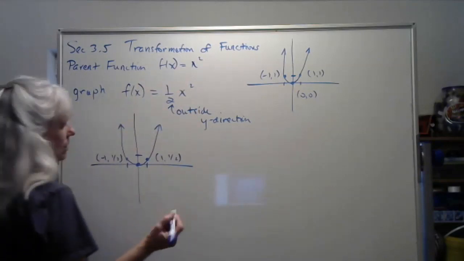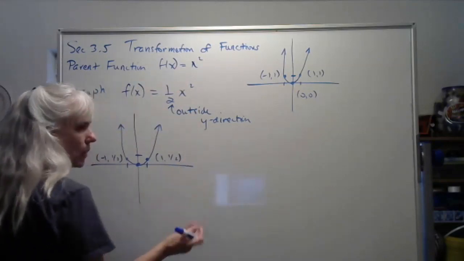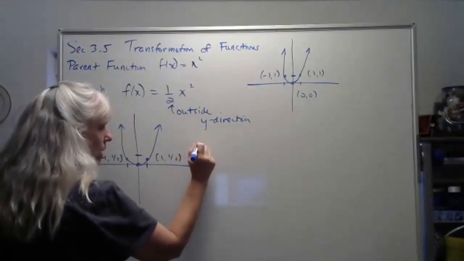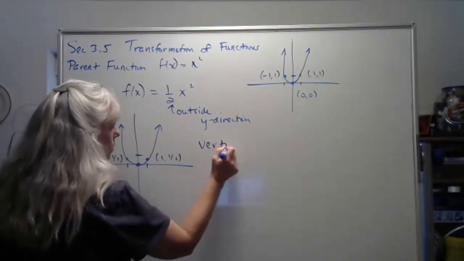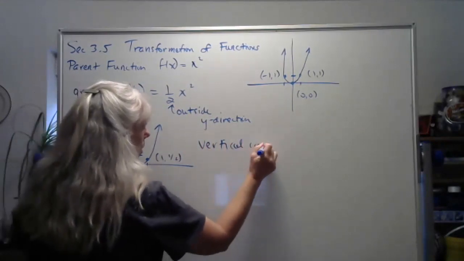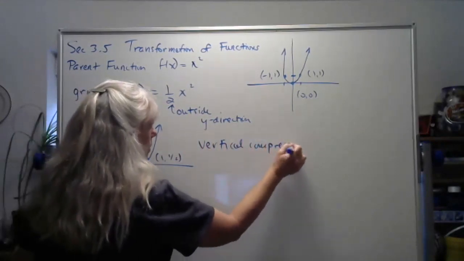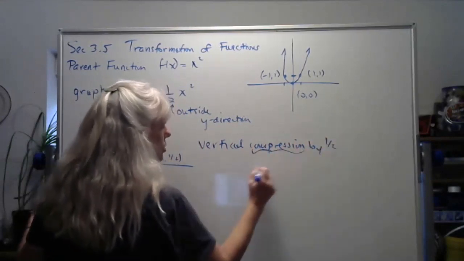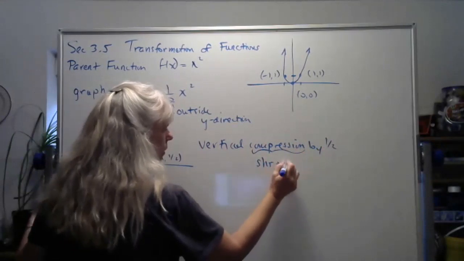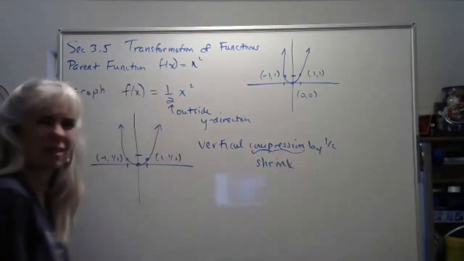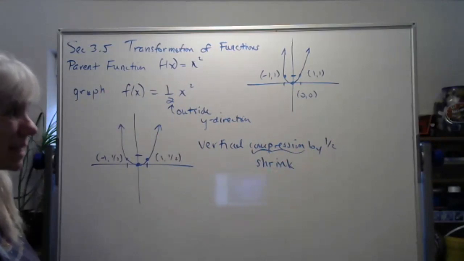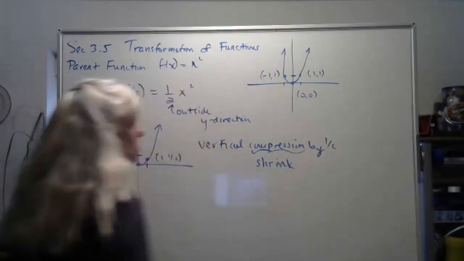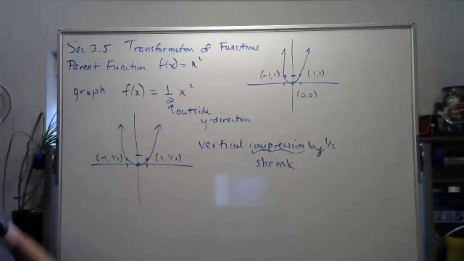So you can use a couple different words here. I like the word compress because to me it makes sense. Your book can also use the word shrink. So this is a vertical compression by 1/2. You could also use the word shrink here. To me, that grammatically just sounds awkward, but it's a vertical shrinkage by 1/2. And again, what you're doing is you're taking every y value and cutting it in 1/2.